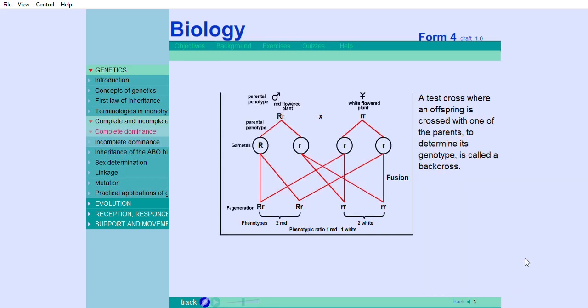A test cross is used to find out if an individual expressing a dominant allele is homozygous dominant or heterozygous. In this way, the genotype of an individual can be known. To determine if the unknown genotype is homozygous dominant, a tall female plant, which can be genotype capital T capital T or capital T small t, is crossed with a dwarf male plant, small t small t. If the unknown genotype is homozygous, all the F1 generation will be phenotypically tall, as shown in the figure.